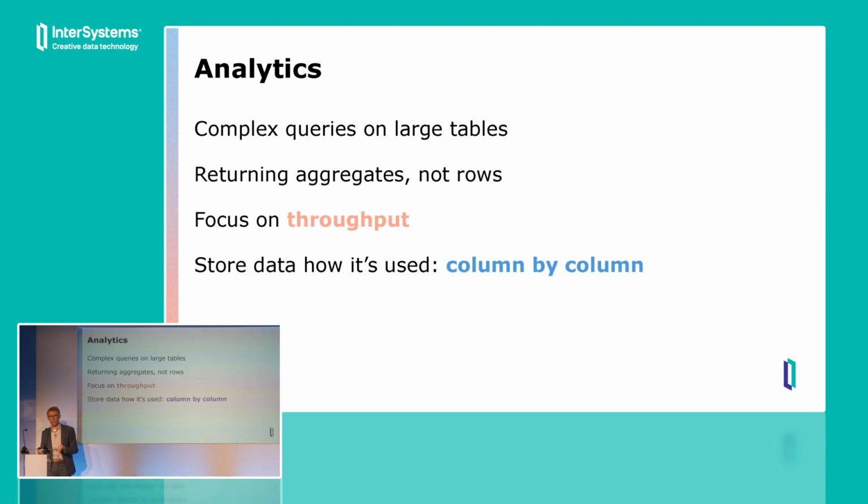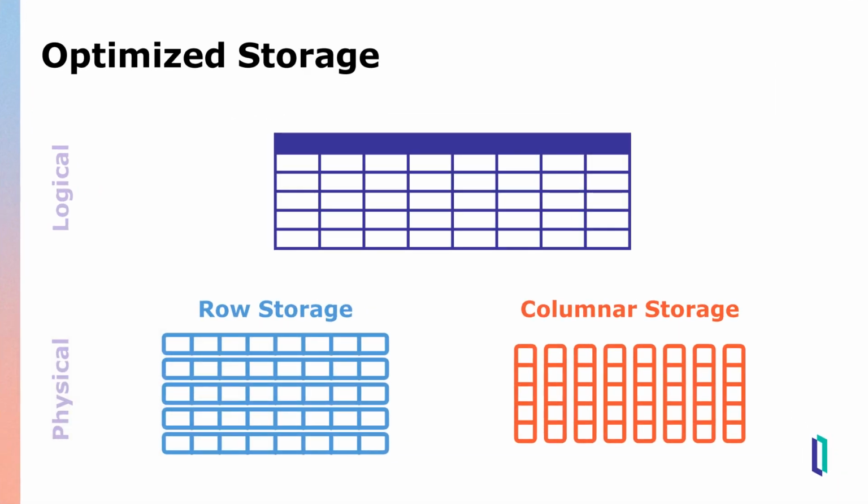You know that there's a lot of work that needs to be done, so you want that work to be done as efficiently as it possibly can. The time it takes to give you the first row is not as important as the time it takes to get the last row, because you really want that last row here too. So here the guidance would be to store the data how it's used, column by column. That's what we do in columnar storage.